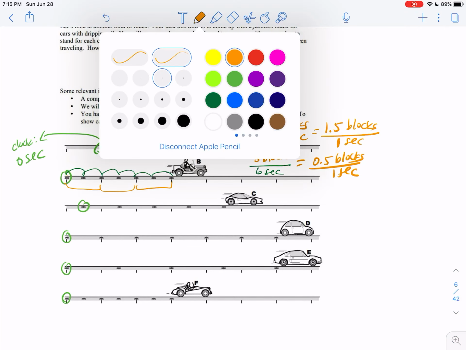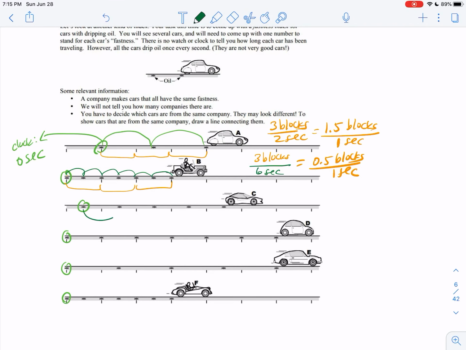Okay. Car C, right? 1, 2, 3. Oops, I kind of wrote that the wrong way. Let me put it so it's not confusing. 1, 2, 3, 4 seconds. Okay, and now this is in the halfway, right? But do you see this is still 1 block? Even though it's not on the hash marks, it's still middle to middle. So 1, 2, 3, 4. So this one's going 4 blocks in 4 seconds. So that's an average fastness of a block per second. Okay.